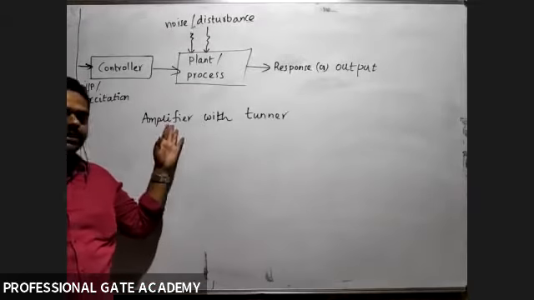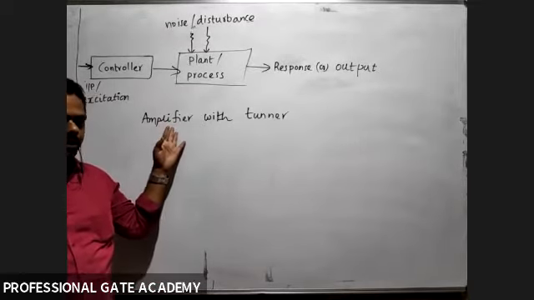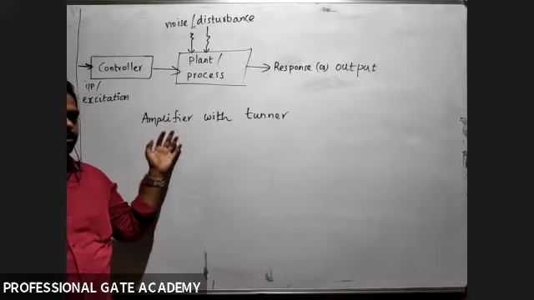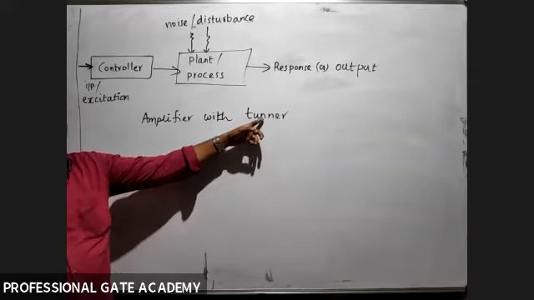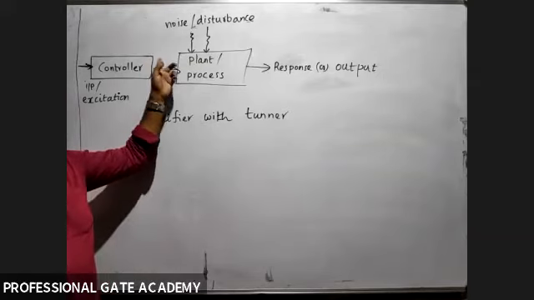To get the desired output with an electric fan, we have to connect the regulator. Similarly, an amplifier is a system that gives the proper output, but in order to get the desired output, we have to connect the tuner. The tuner will act as a controller. I got my point.